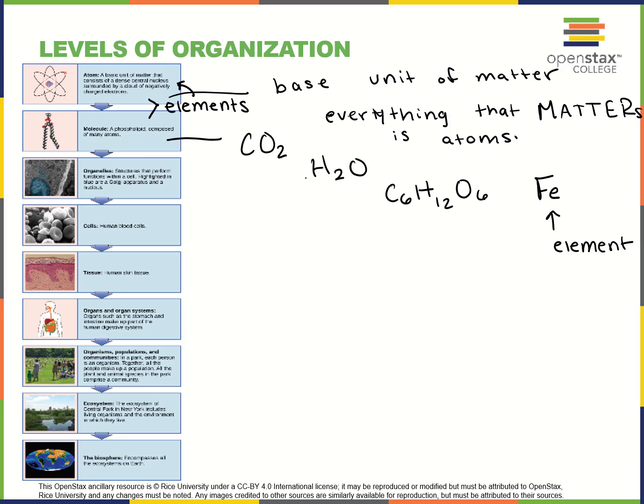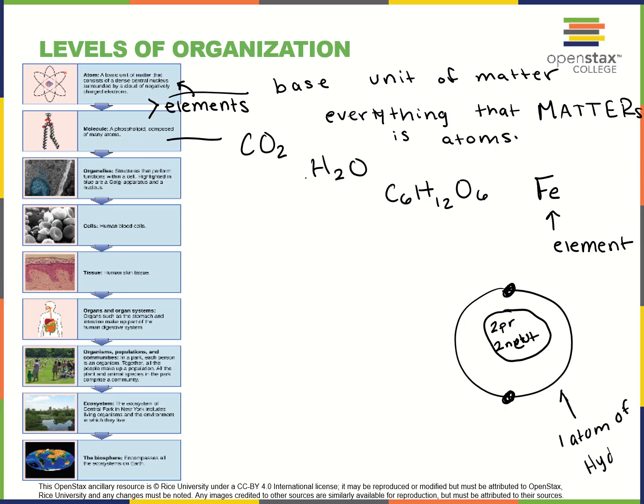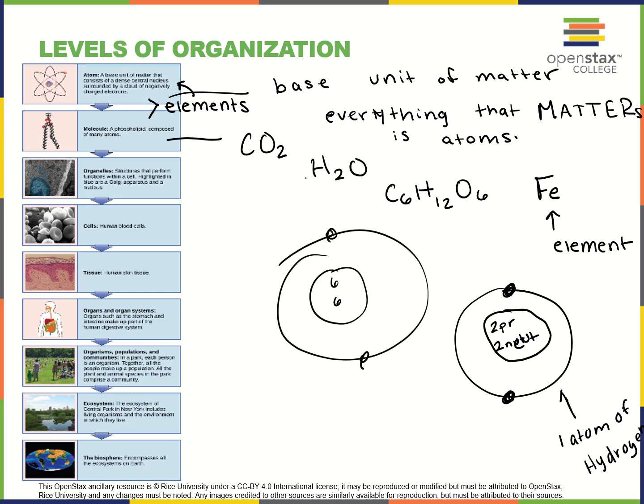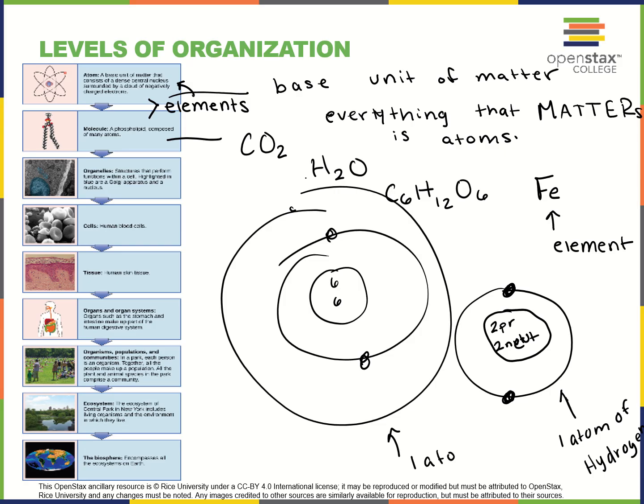Hydrogen has 2 protons and 2 neutrons in its core, and then also has a couple of electrons, 2 valence electrons on its outer shell. I know I'm getting into chemistry. Bear with me here. It will make sense soon. This would indicate 1 atom of hydrogen. Carbon, for example, has 6 protons and 6 neutrons, and it has whatever in its valence shell. This would indicate 1 atom of carbon.